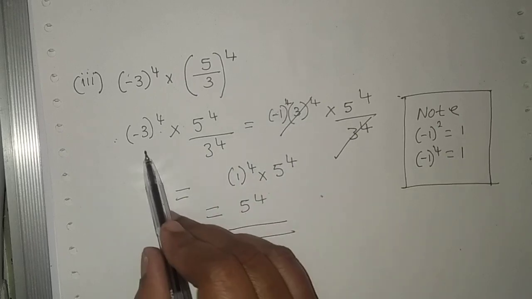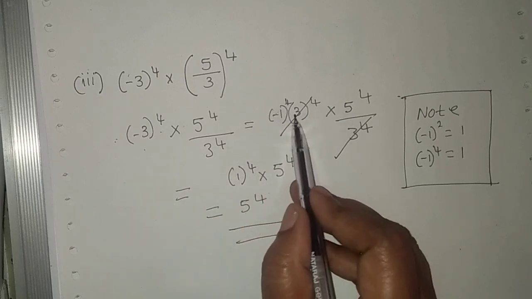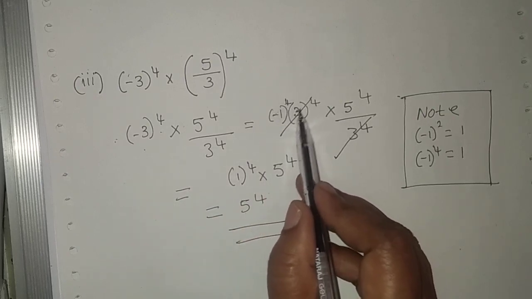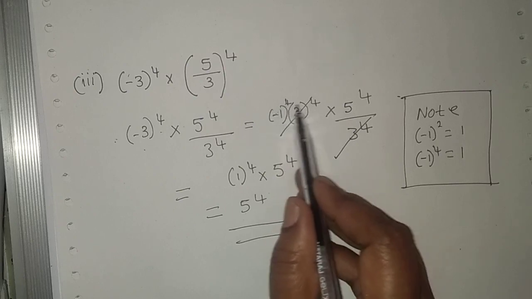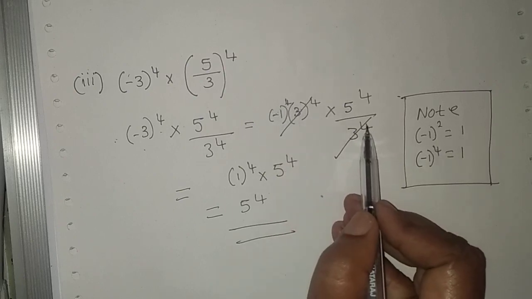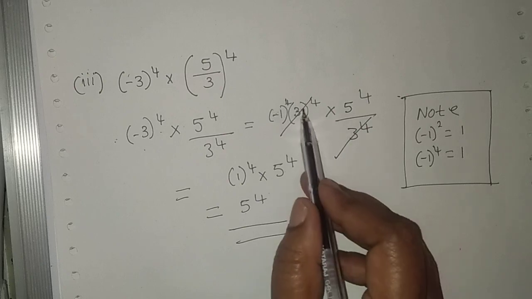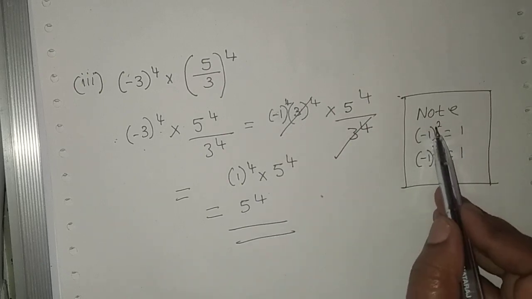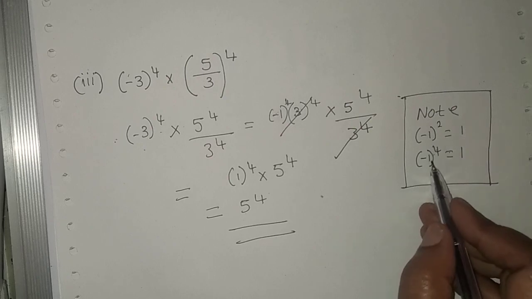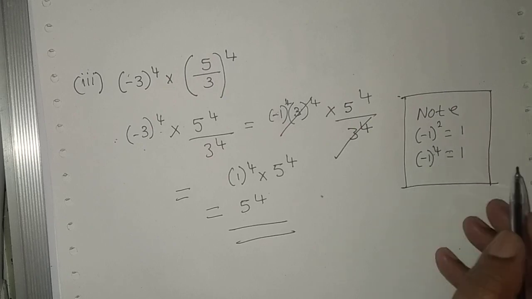This is also same and this is also same. We have split and written, that's all, to make this number positive. So we have power 4 to both, we have to write the power 4. Then minus 3 to the power of 4, the 3 to the power of 4 cancels. Minus 1 to the power of 2 is also equal to 1, as I have shown here. Minus 1 to the power of 4 is also equal to 1.